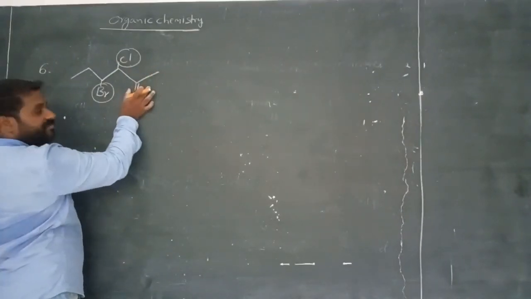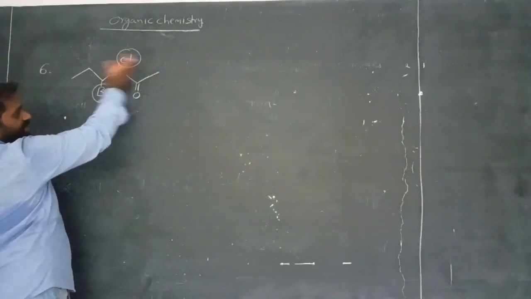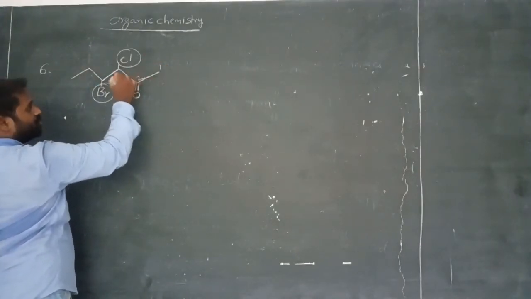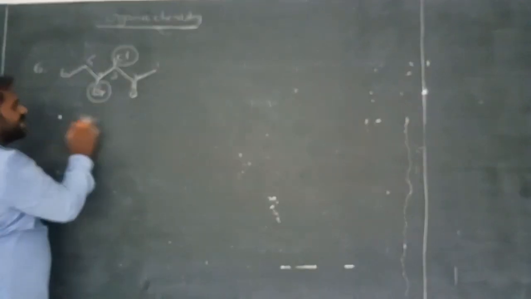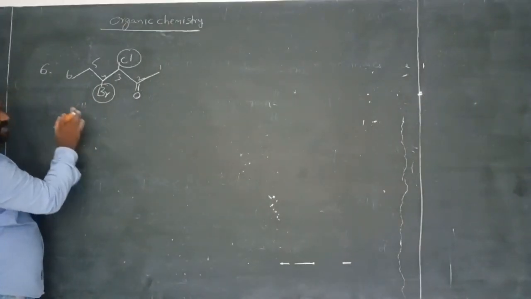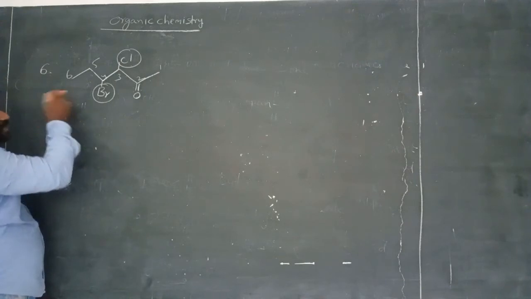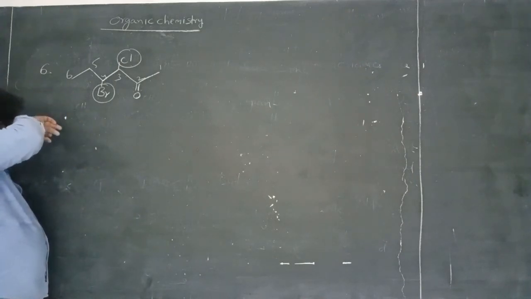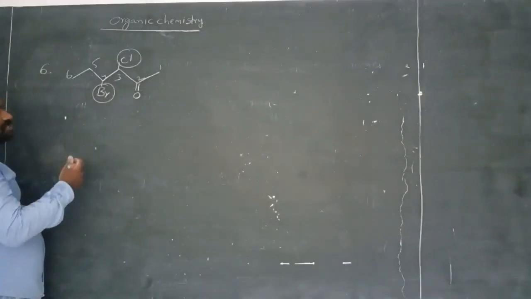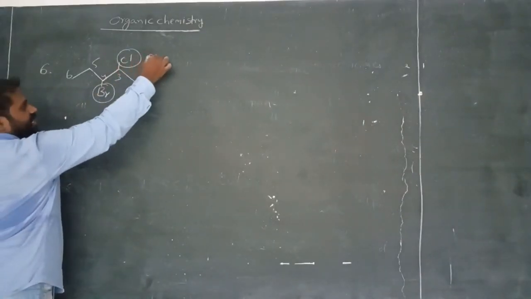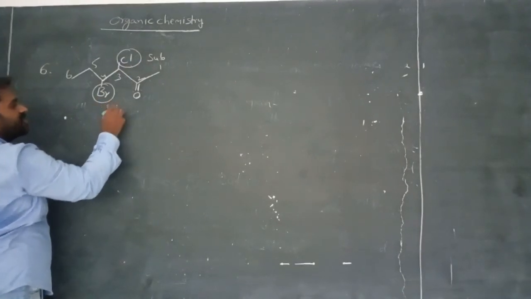Why? Because it is the main functional group. So the numbering is done from right to left. So 1, 2, 3, 4, 5, 6. Clear, students? Now is it cyclic or not? No, not cyclic. That means the primary prefix is optional. Then go for the secondary prefix. What does it tell? It tells about substituents. Here 2 substituents are present. One is chlorine and another one is bromine.